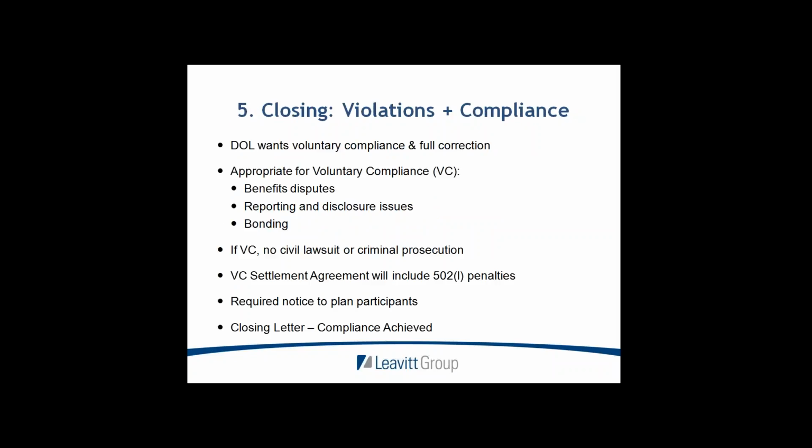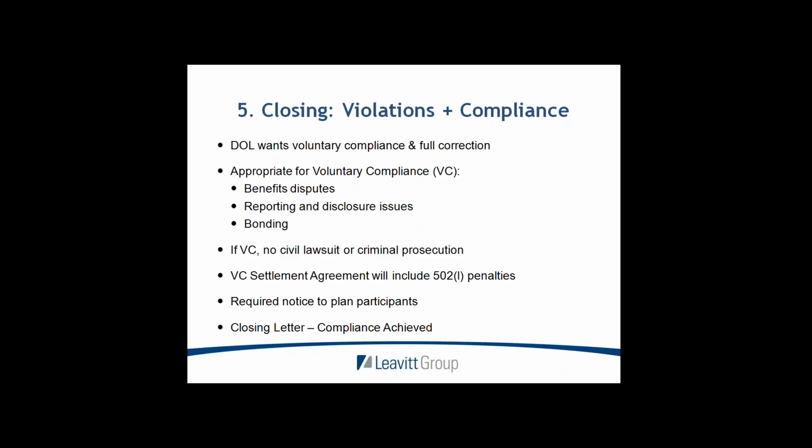Alternatively, however, they might issue a closing letter and list violations, and they want compliance. So they basically want full compliance and voluntary compliance and full cooperation for the things that they said you weren't in compliance with. And that might be if there were benefit disputes or reporting and disclosure issues. The disclosure is the notices you send to participants. Reporting is the filings with the government, like the 5500, or if there were bonding issues, if you should have had a bond and you didn't.